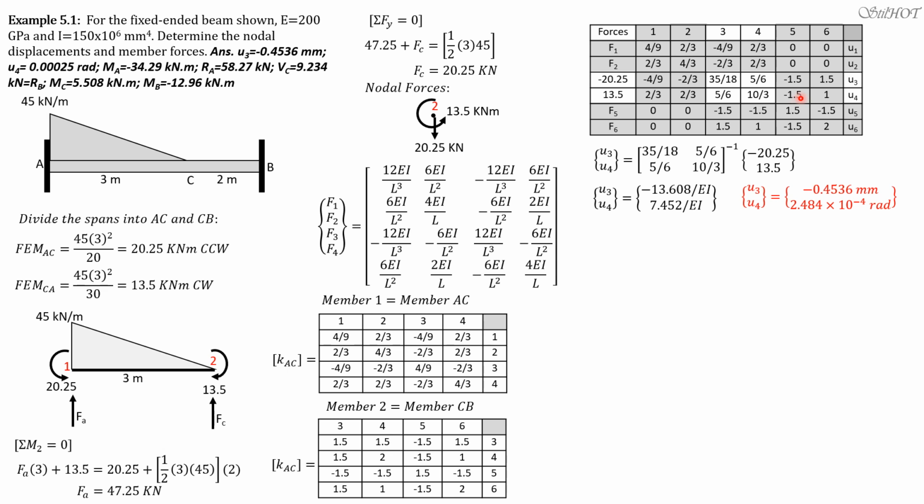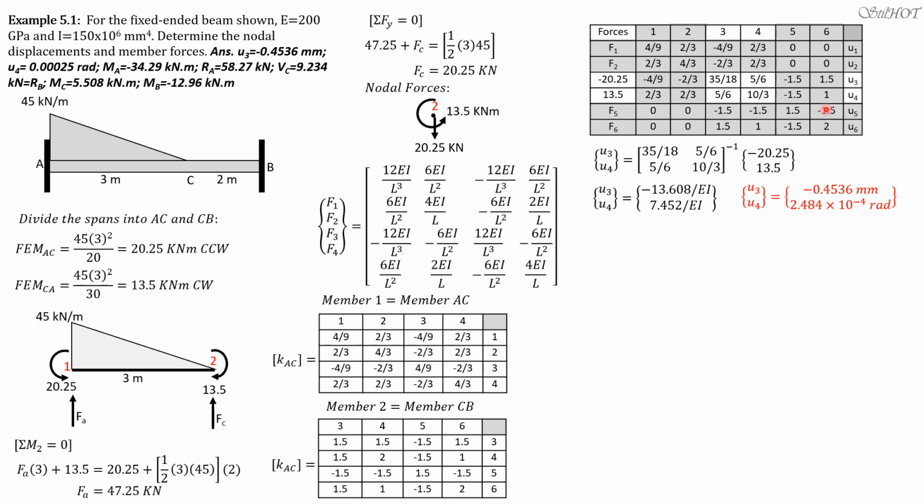This is 4,5. So 4,5 is negative 1.5. So that's why 5,4 is also negative 1.5. Then this is 4,6. 4,6 is 1. That's why 6,4 is also 1. Then this is 5,5. 5,5 is common only to 1, and it is equal to 1.5. So 5,5 is 1.5.